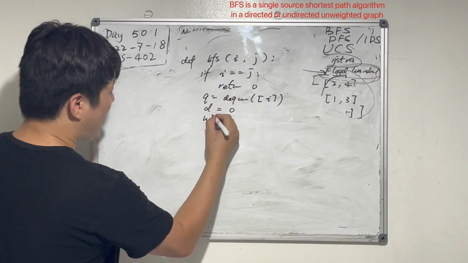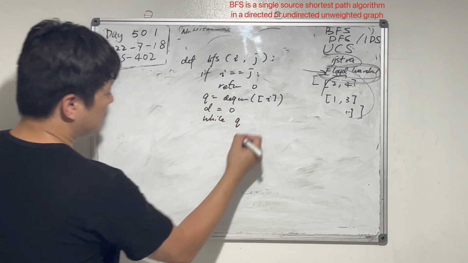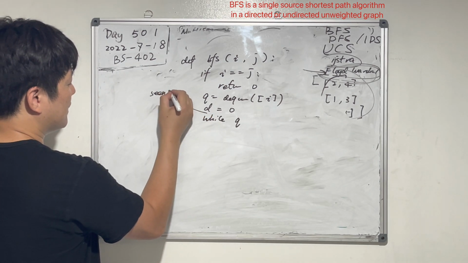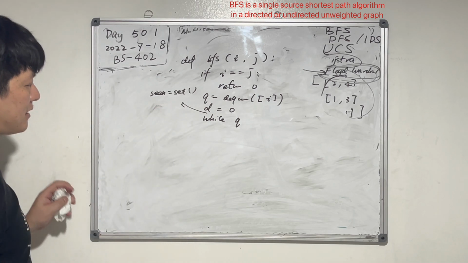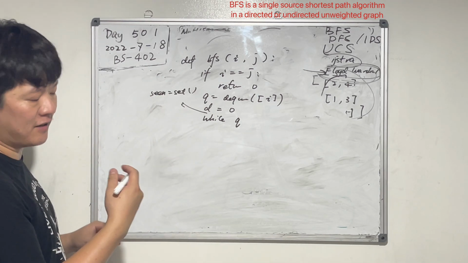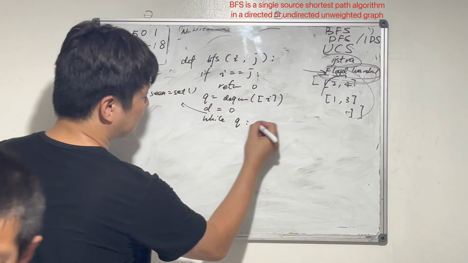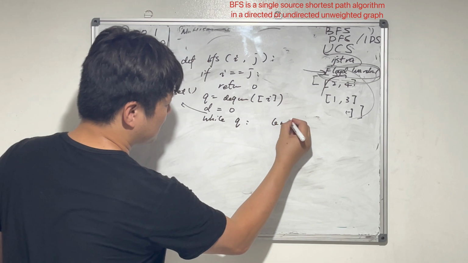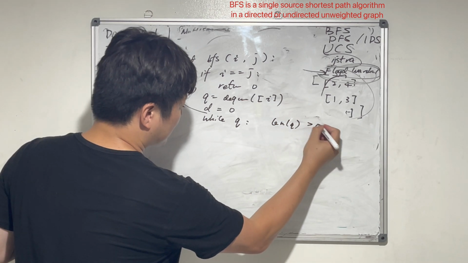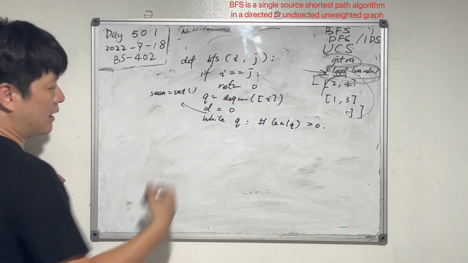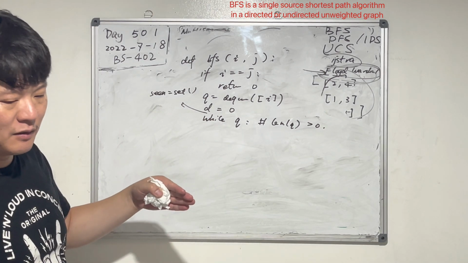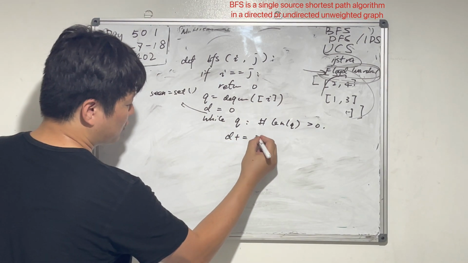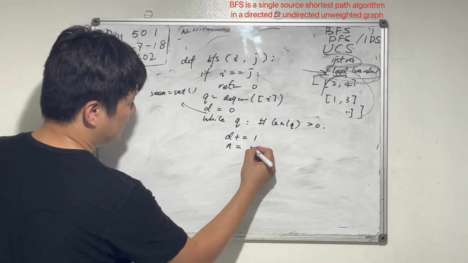Right? So while q, before that we need to have a seen equal set. We want to remember the vertex we have visited, so we don't visit it again and again. While q, this is the same as checking if there are elements in the queue. It's the same as while length q, or length q bigger than 0. Okay, this is the same thing. Every time we take everything out of the queue, then the distance will be incremented by 1. So d plus equals 1, and n equals the length of q.